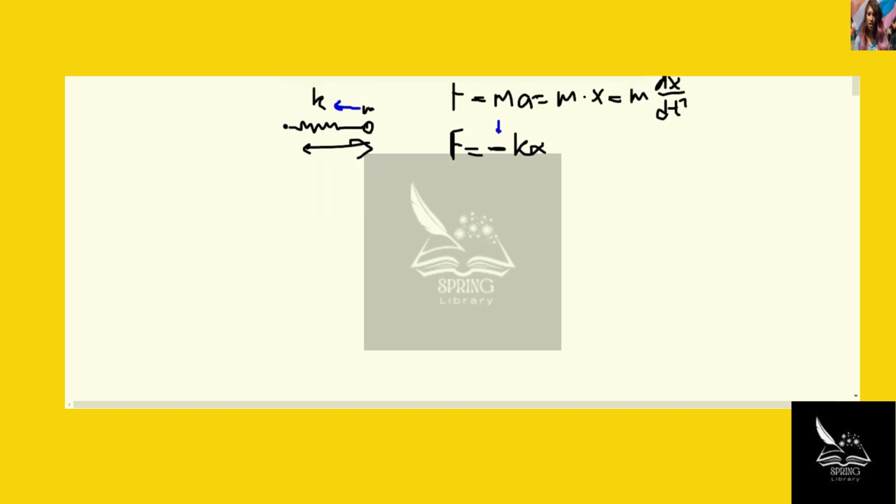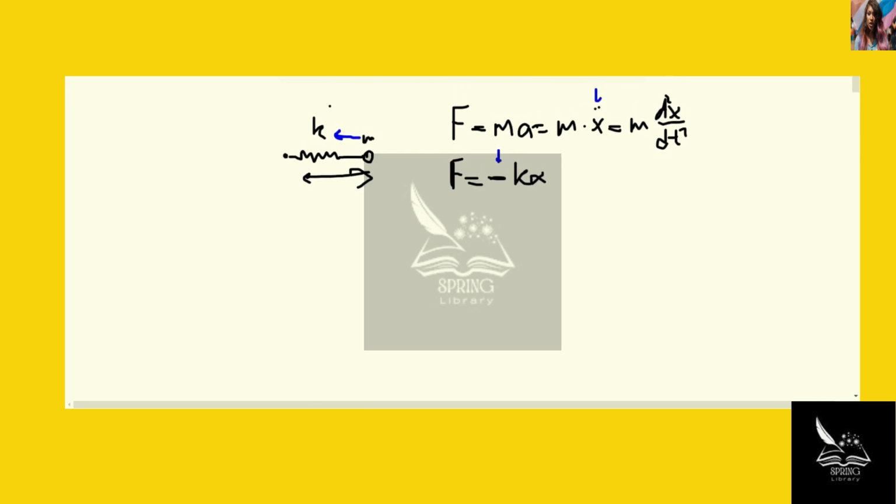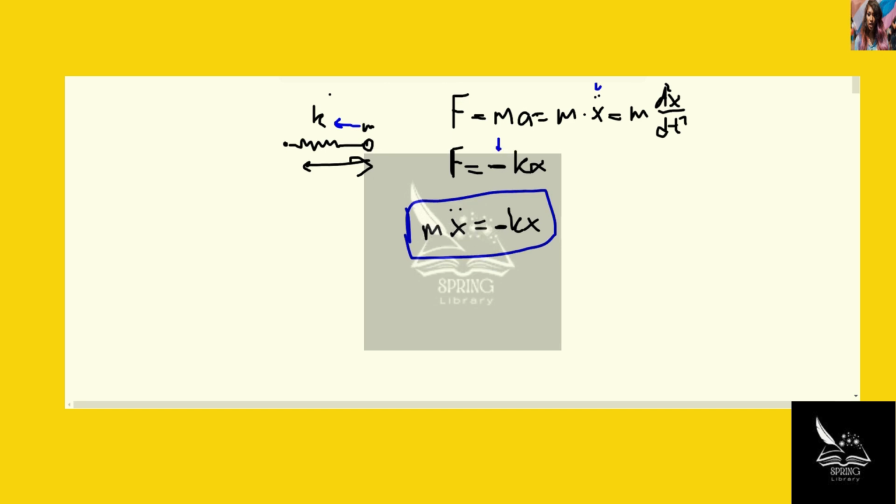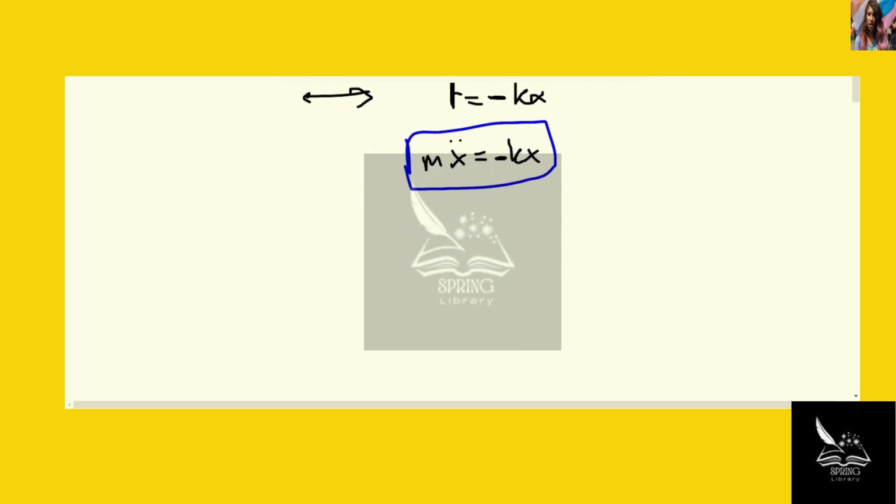And now, if we combine these two equations, we can get the equation of motion for this spring. So we can see that we have m x double dot equals minus kx. Okay, so this is our equation. And this can be solved by having an ansatz on a sinusoidal form.